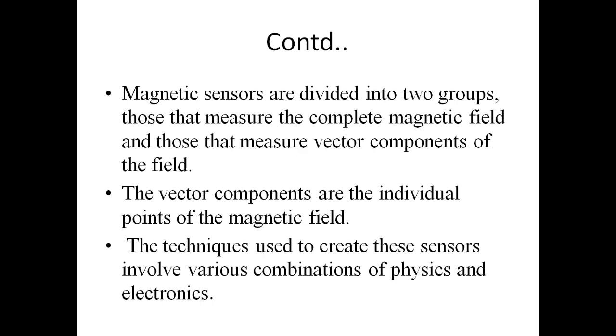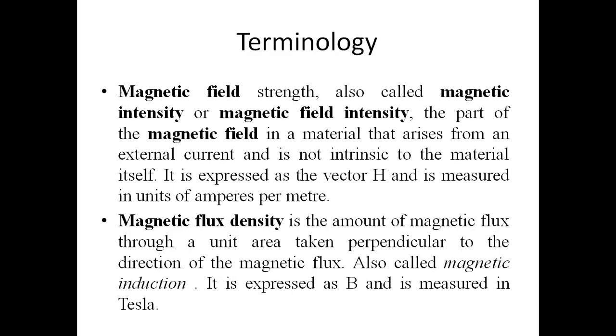Magnetic sensors can be divided into two groups: those that measure the complete magnetic field and those that measure the vector components of the field. The vector components are the individual points of the magnetic field. The techniques used to create these sensors involve various combinations of physics and electronics. So, what is the terminology that we use in magnetic sensors? The first one is the magnetic field intensity, usually denoted by H, which can be named the magnetizing force or the magnetic intensity.